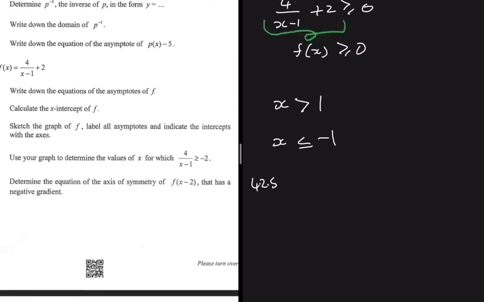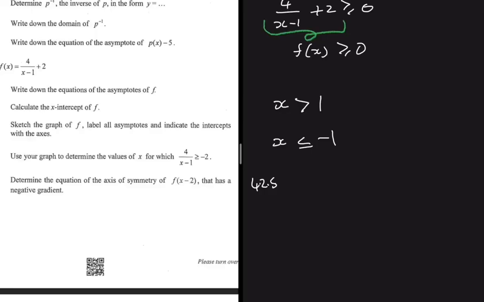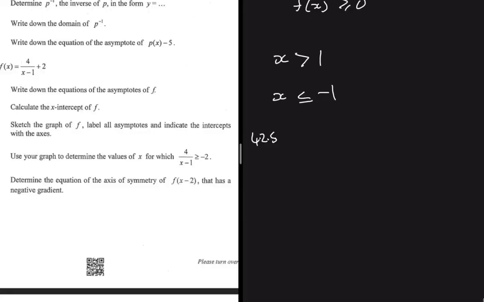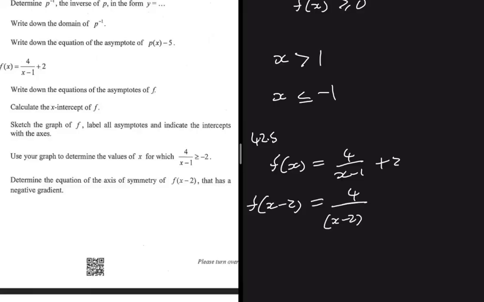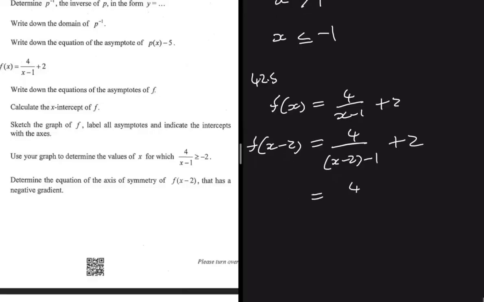4.2.5. Let's determine the equation of the axis of symmetry of f of x minus 2 that has a negative gradient. So what is this f of x minus 2? Let's figure it out. So we know that f of x is equals to 4 divided by x minus 1 plus 2. So f of x minus 2. So in place of x, we're now going to have x minus 2 and then minus 1 plus 2. Right, and then this will be equals to 4 divided by x minus 3 plus 2. Right, so this is what they're talking about when they say f of x minus 2.